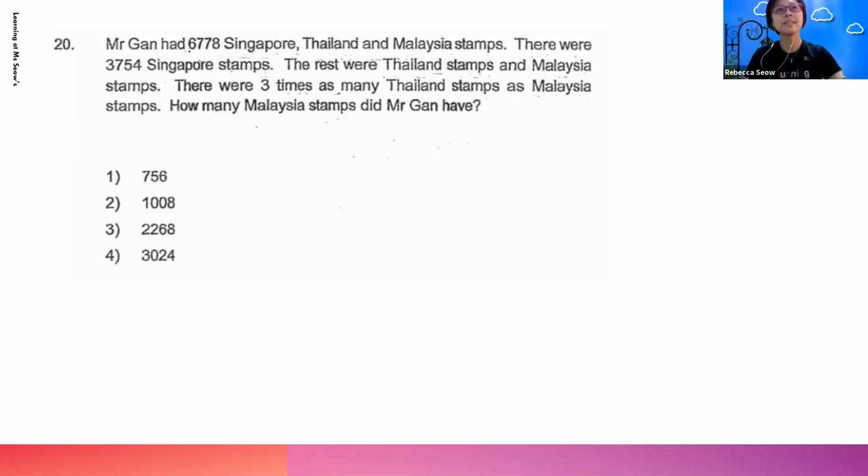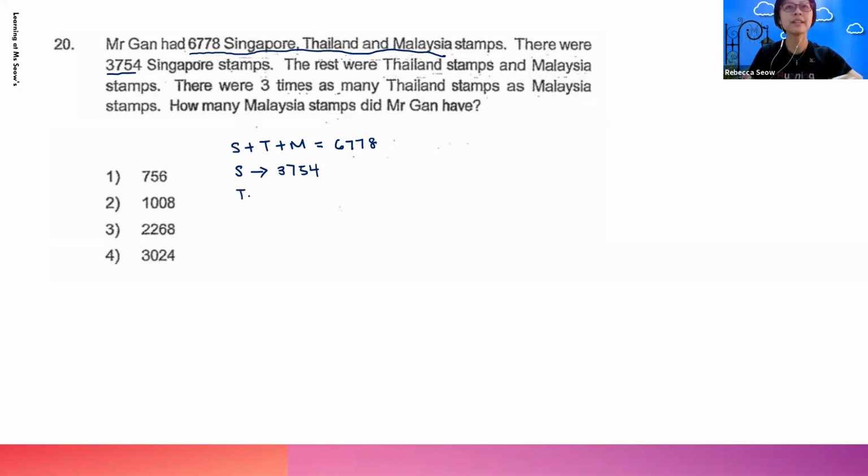Question says that Mr. Gan has 6,778 Singapore, Thailand, and Malaysia stamps. So if you were to consider all the stamps, you have Singapore plus Thailand plus Malaysia, and all the stamps add up to 6,778. For Singapore stamps, it's mentioned in the second sentence, 3,754. And the rest were Thailand and Malaysian stamps.